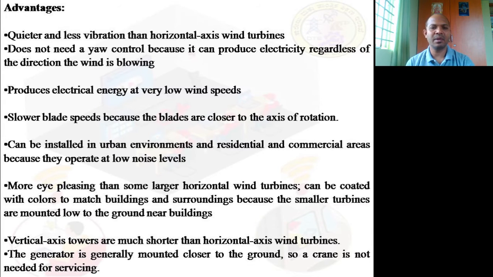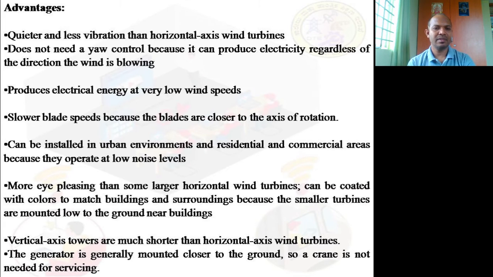Vertical axis towers are much shorter than horizontal axis wind turbines. As we just told you, the horizontal axis will have a nominal height of 100 feet. 100 feet is much larger. See, each floor of a building is around 10 feet, so the second floor would be around 30 to 40 or 50 feet. So just think double that, maybe around 6 stories of a building.